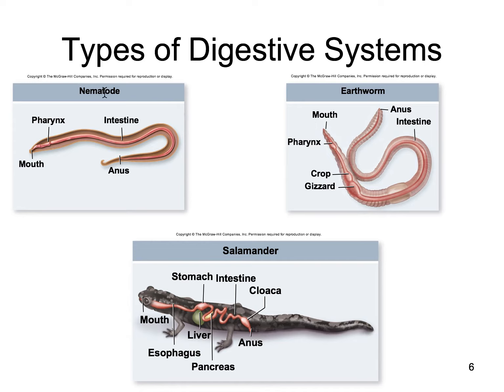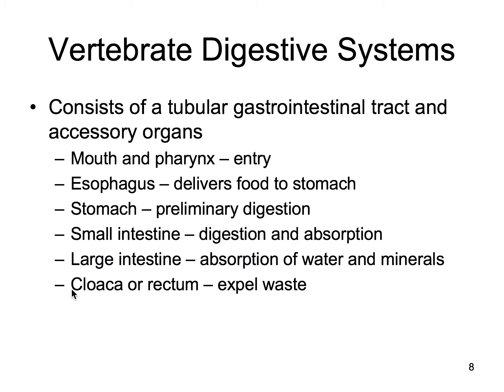And here are just some pictures of simple and complex digestive systems in different types of organisms. You can see the nematode as one of the more simple ones. Its intestine is just a straight tube. An earthworm has a crop and a gizzard, special types of stomachs that allow it to digest food mechanically. And then we have a salamander, which has even more specialized organs, including a little liver and a pancreas. And we'll talk a little bit about the functions of these accessory organs.